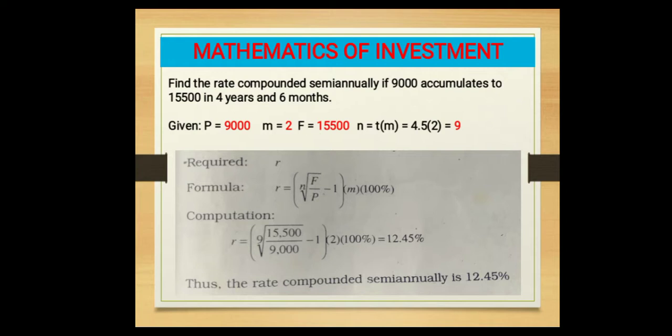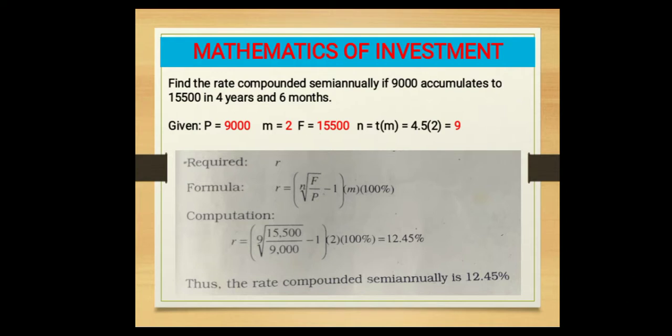That is equal to 12.45. You can check on your calculator. Thus, the rate compounded semi-annually is equal to 12.45. Again, you can directly substitute the given on your calculator: 9 root of 15,500 divided by 9,000, minus 1, times 2, times 100%. That is equal to 12.45.